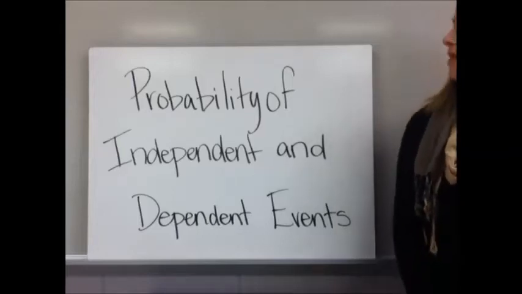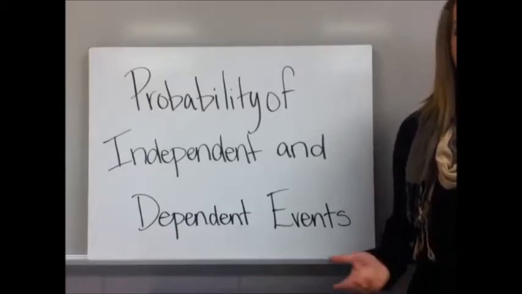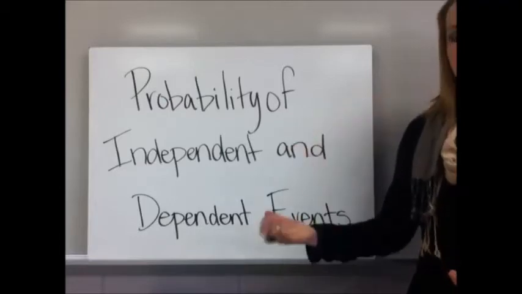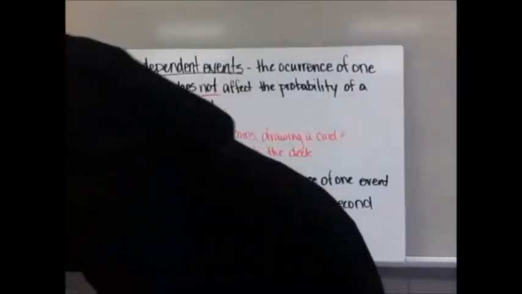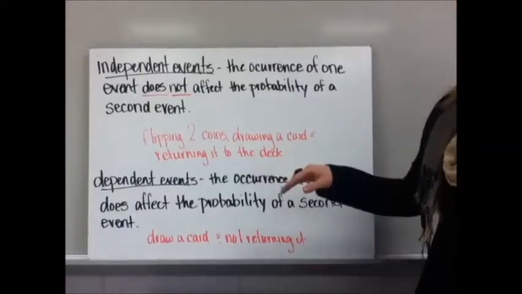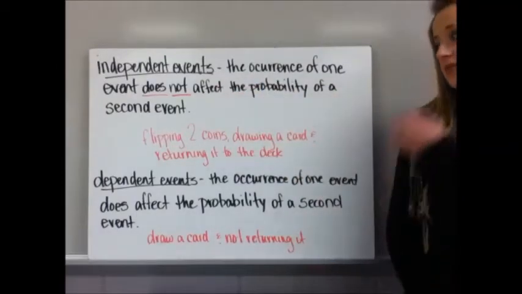With the probability of independent and dependent events, you have to think a little more. You have to ask yourself questions like, does the action of the first event affect what's going to happen for the second event? An independent event is where the occurrence of one event does not affect the probability of a second event.